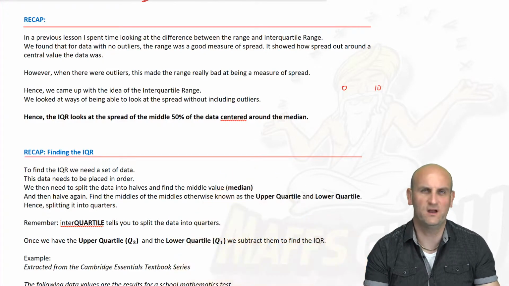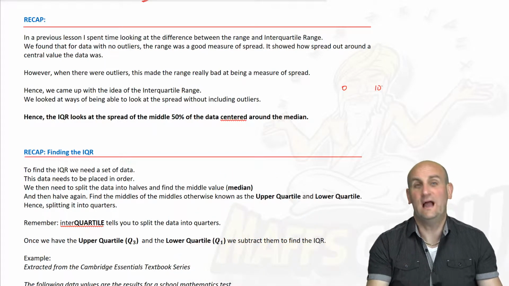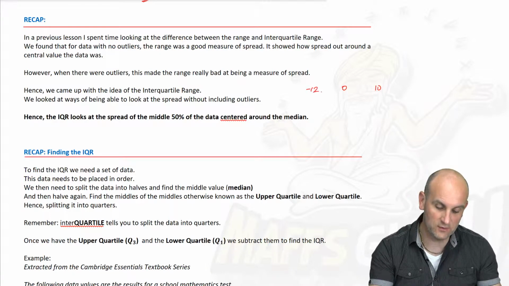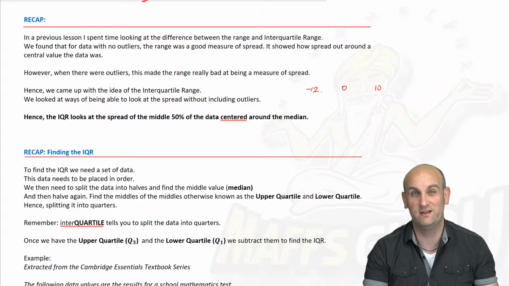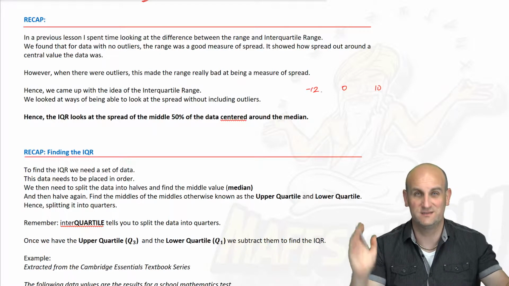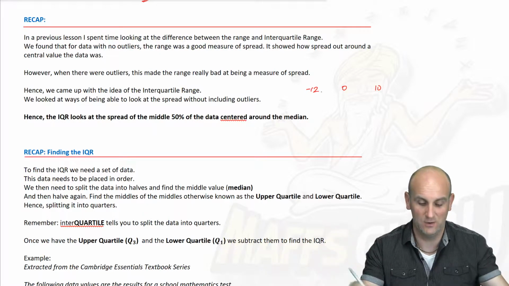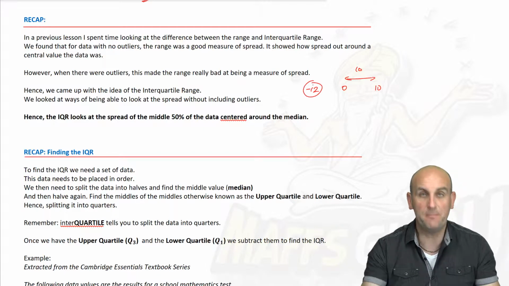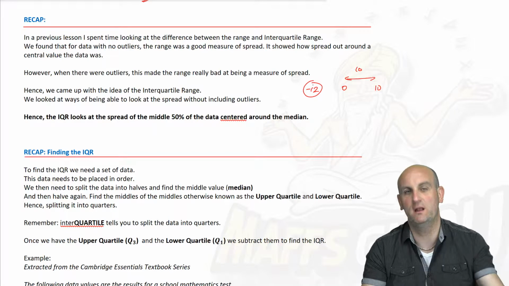By the way, don't get violent, bad idea. What you have to do is say, all right, that's minus 12, and now look what that's done to my range. If I go from minus 12 to 10, it's actually 22. My real, or sensible, range was 10. But that outlier has made my life complicated.